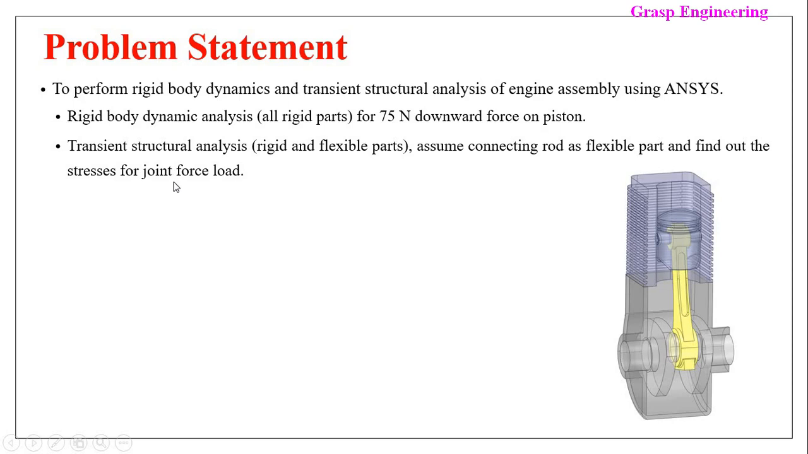When we replicate this rigid body analysis to transient structural, we need to make a few of the parts flexible, the ones for which we are performing the simulation, or which are the scope of the simulation. That part should be flexible. Now we will go to ANSYS and discuss the present simulation.